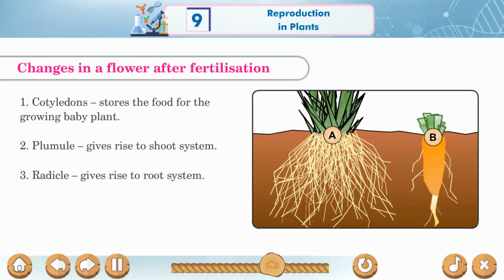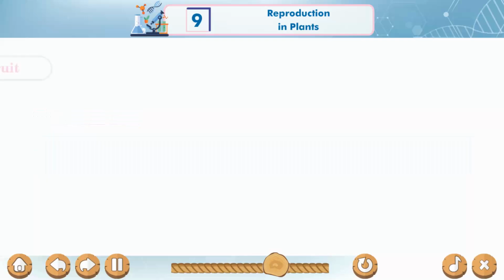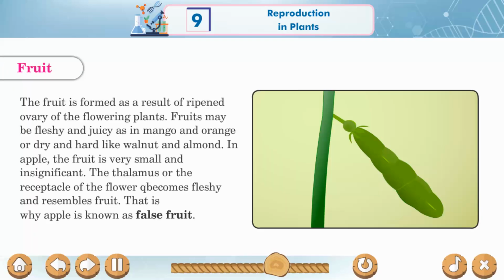Radicle gives rise to the root system. Wonder why brinjal, tomato and bitter gourd are called fruits? Can you guess the reason? Hint: fruits develop from the ovaries of the flower of the plant. Fruit. The fruit is formed as a result of the ripened ovary of flowering plants.